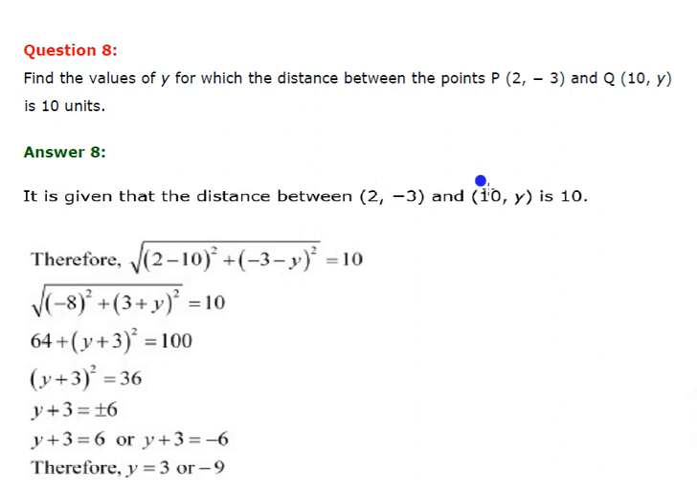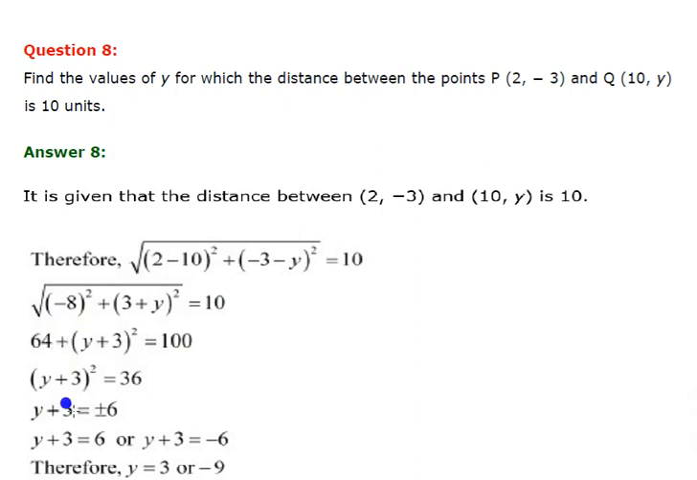Just name these 2 points A and B and find the distance in terms of y. So it will be root of (2 minus 10) whole square plus (minus 3 minus y) whole square, that is 10. So see here, under the root, 2 minus 10 is minus 8, so minus 8 square plus (3 plus y) whole square equals 10. Now if we square both sides, the 10 square will be 100, but the square of the root will be free from the root. So minus 8 whole square is 64, and this is (3 plus y) whole square, equals 100. So just subtract 64 from 100, so it is 36.